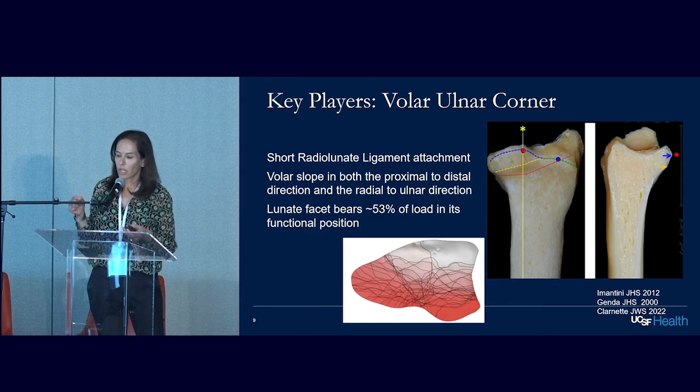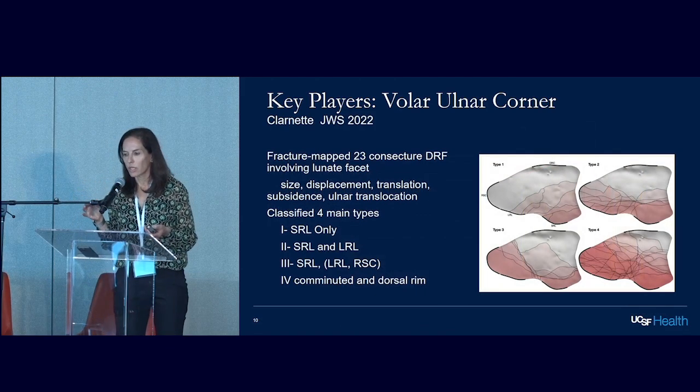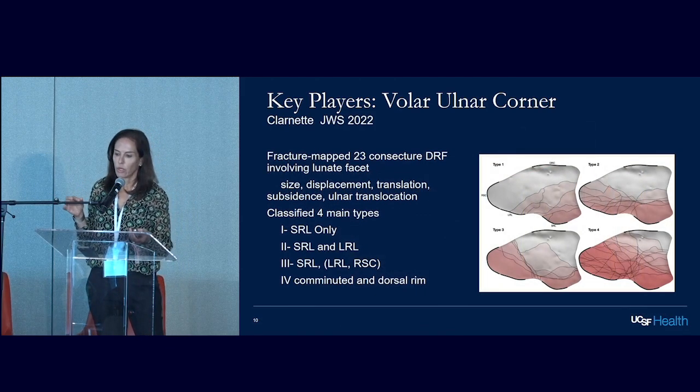And what you can see here in the bottom corner, this was actually a great study where they looked at CT scans of 23 people that had lunate facet fractures to show where the most common kind of fracture pattern was. This was done in the Journal of Wrist Surgery in 2022. They mapped them all out, and they measured literally almost everything that you can imagine: size, displacement, translation, subsidence, ulnar translocation, so many other things. But they classified these into 4 fracture patterns.